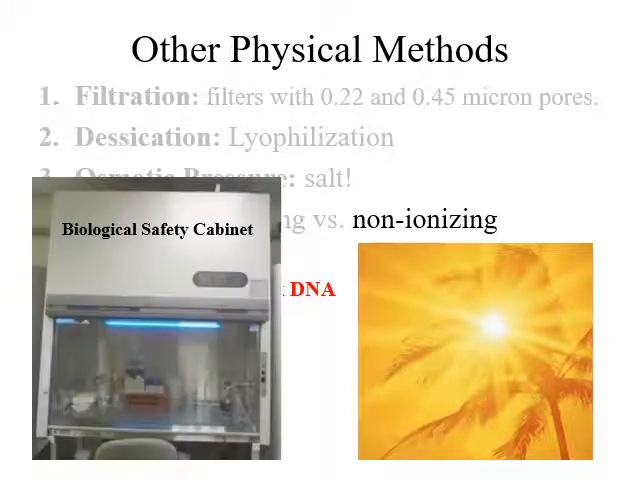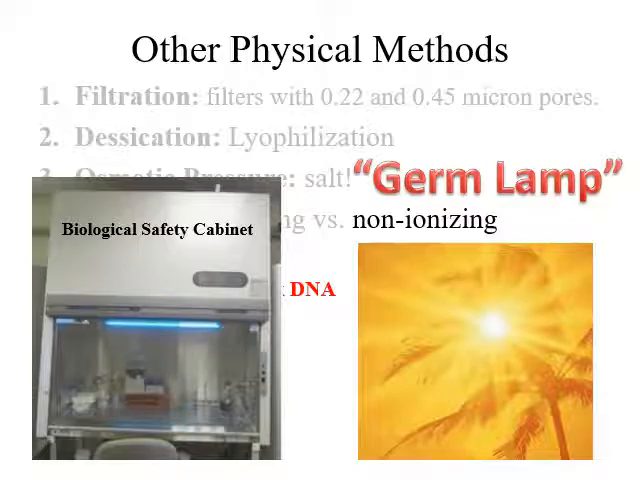So here we have the biological safety cabinet again. And notice that there's a blue light in there. That is called a germ light. And so when you're finished for the day working in this laminar flow hood, you turn it off, and then before you leave the lab, you switch on the germ lamp to kill any bacteria that are still hanging around inside the biological safety cabinet. So that's called a germ lamp.